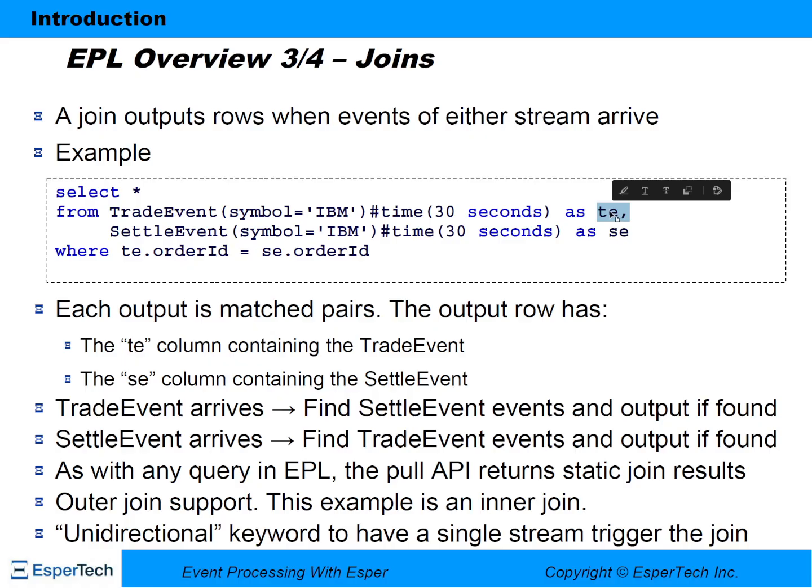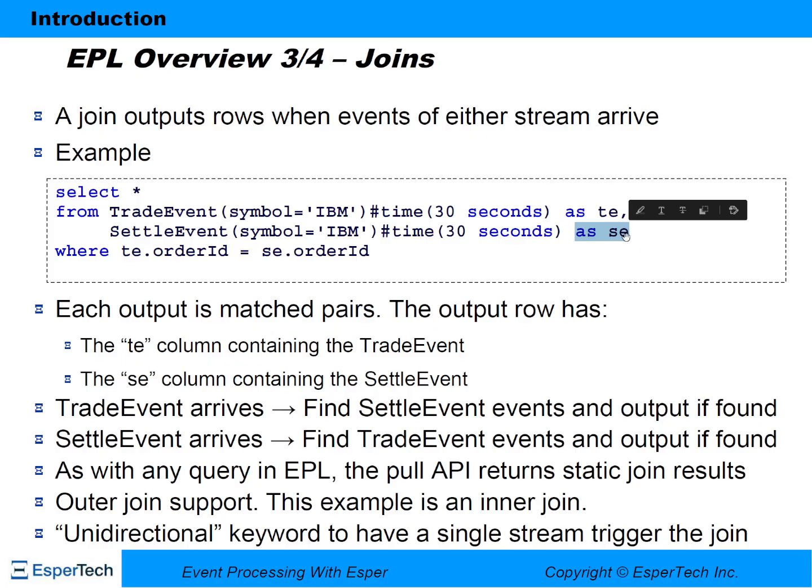The from has a comma. After the comma it lists another event type. The second part of the from clause looks for the last 30 seconds of settle events with a symbol, IBM. For the settle events, the as keyword assigns the name, SE.